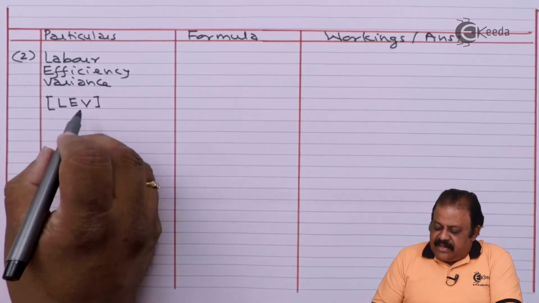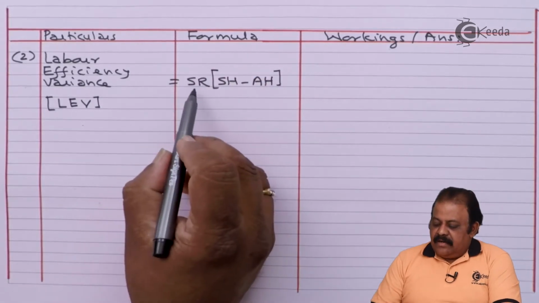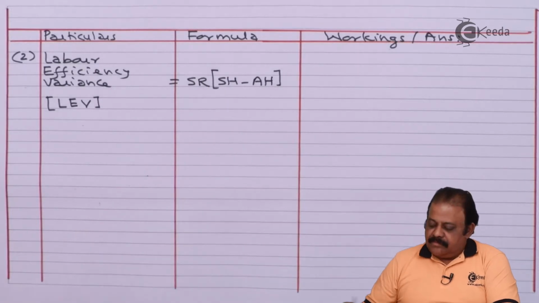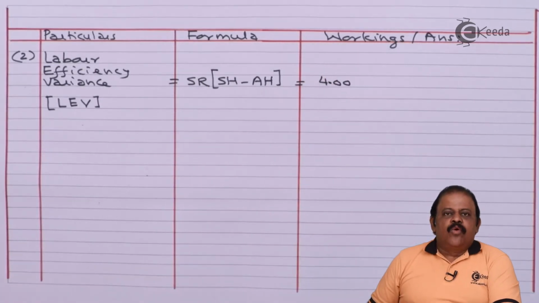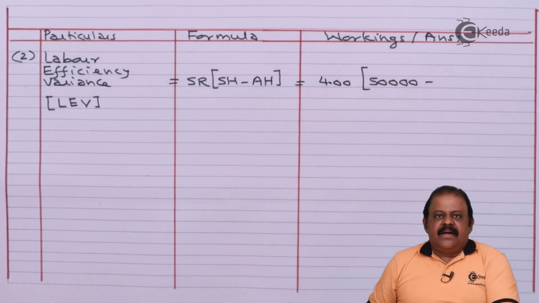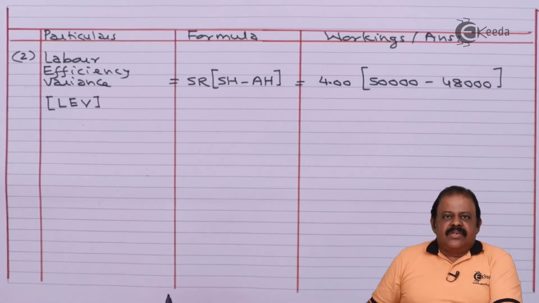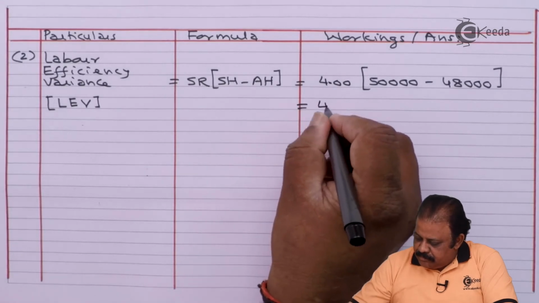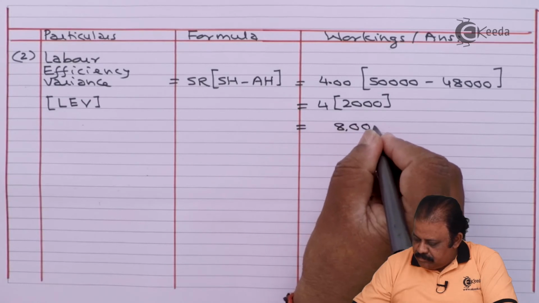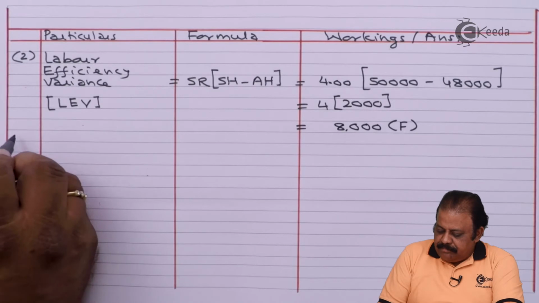Labor efficiency variance, standard rate multiplied by standard hours minus actual hours. Standard rate 4 rupees per labor hour. Standard hours 50,000 hours. Actual hours 48,000 hours. So it is 8,000 favorable.